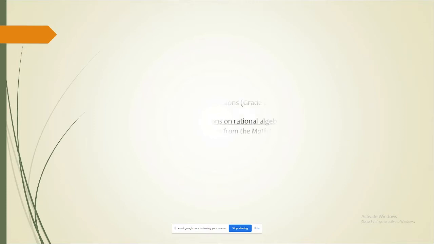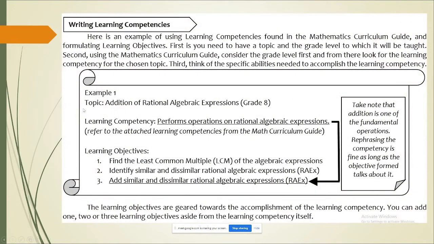Let's continue. We have here our topic, and we need a topic for sure. It's very important. Where did we get our learning competency? We got it from the math curriculum guide: performs operations on rational algebraic expressions. Based on this, the teacher thinks about which lessons are needed for addition.